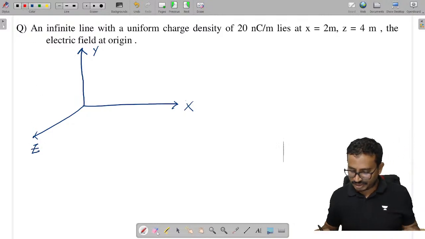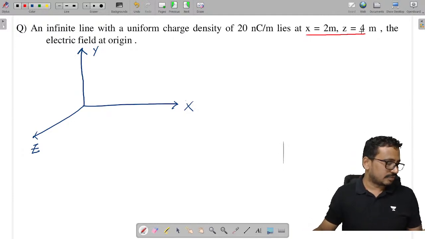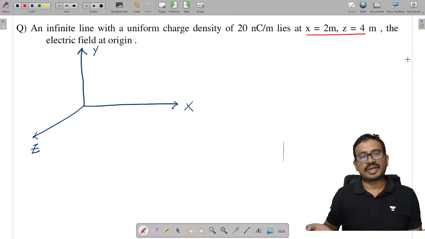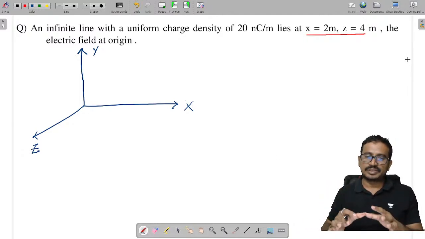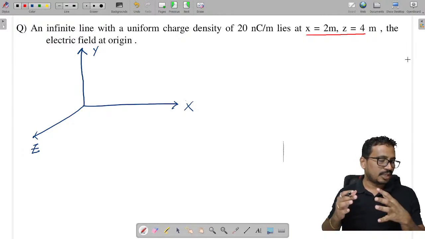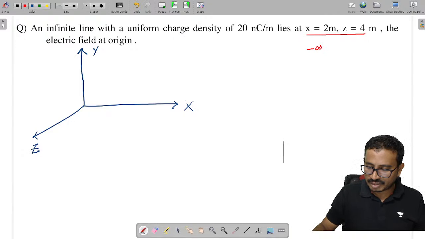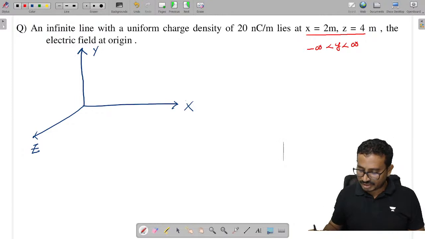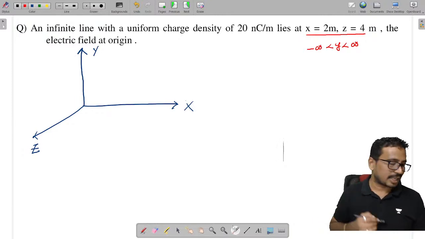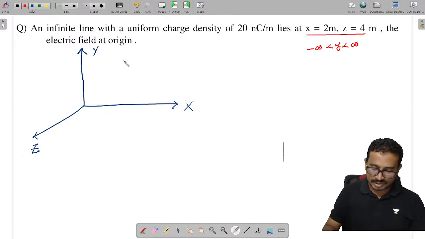The line charge, if you see carefully, is located at x value 2, z value 4, whatever the y value. That means x value fixed, z value fixed, but y value not given, so the y value can be anything from minus infinity to plus infinity. That means we have an infinite line charge which is parallel to the y axis. So the infinite line charge is like this.